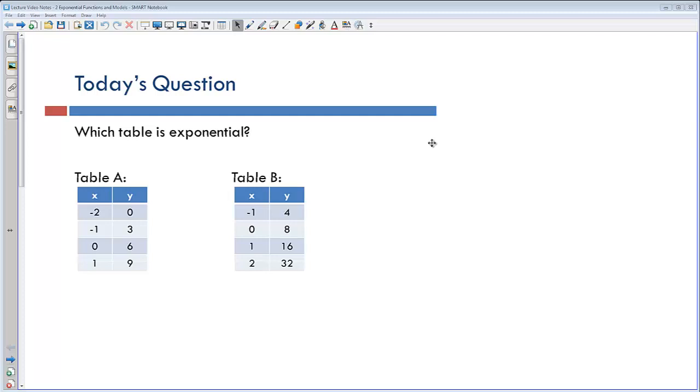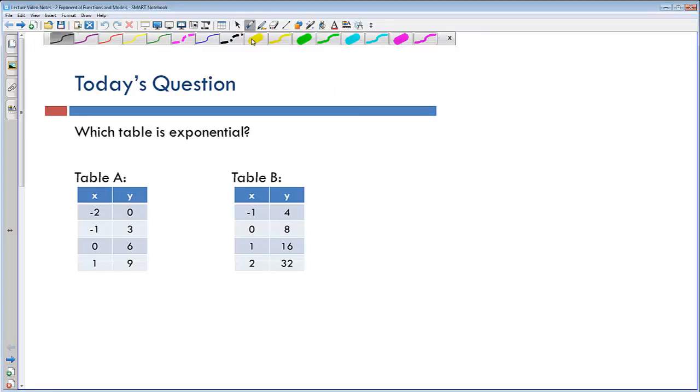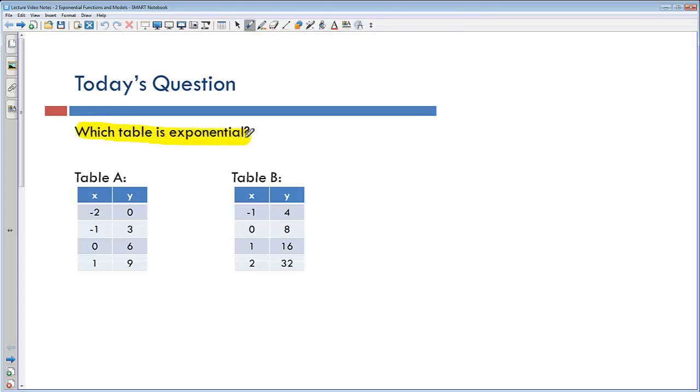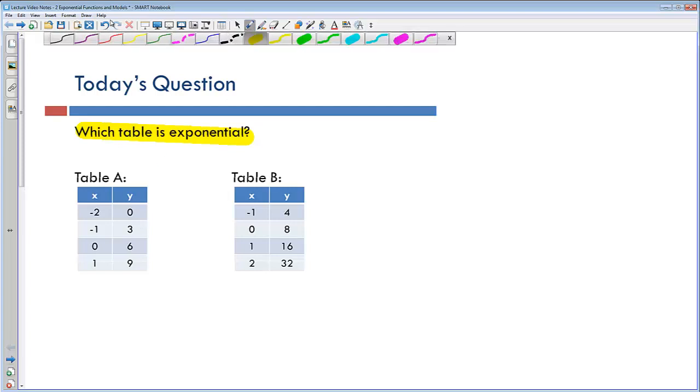It's time for fun with math, and today we're going to talk about something called exponential functions. But first, let's look at today's question. And so today's question is, which table is exponential? And so you kind of look at these tables, and you can see the pattern that's taking place.